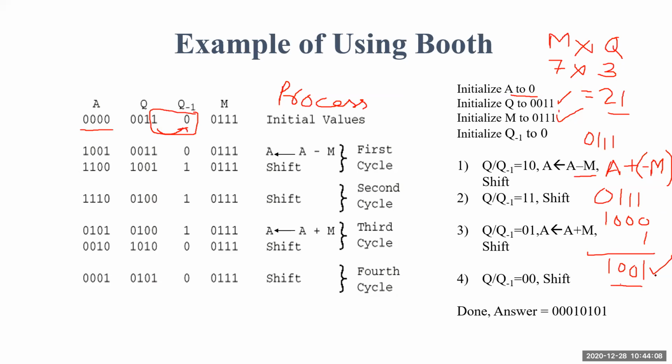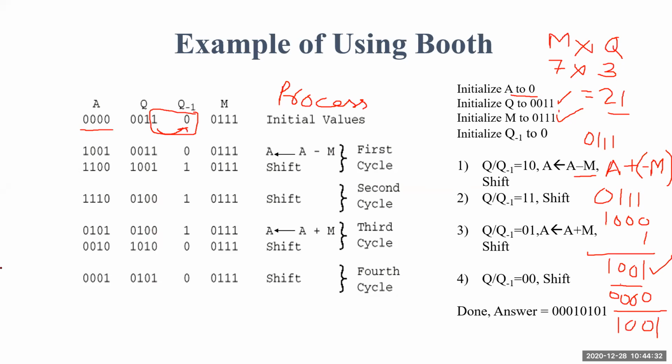So now I'll add this minus M to the A value. What is the A value? Your A value is all zeros. If you add the minus M, which is your new value 1001, to zeros, you will get the same answer again, 1001. If you add these two values, you get 1001. So this is what you get over here.